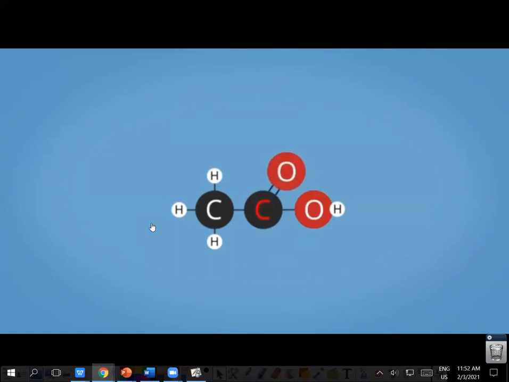Wait! Now the carbon is only bonded to 3 atoms. Carbon atoms want to have 4 bonds. Yes, but look at the bond between the carbon and the oxygen. It's a double bond. Instead of just sharing 1 electron pair, this bond consists of 2 pairs of electrons. We started with ethane, which became ethanol. And now it is ethanoic acid.